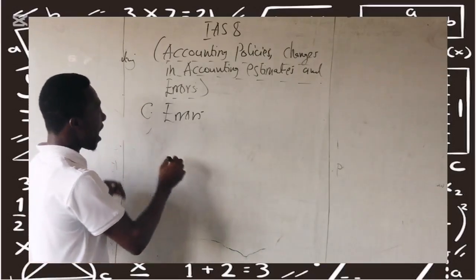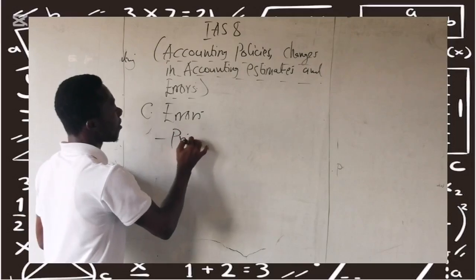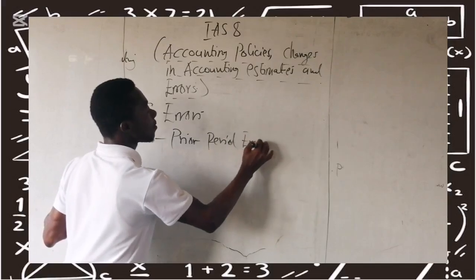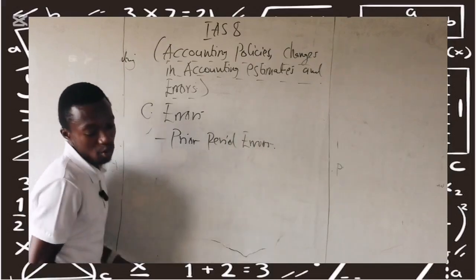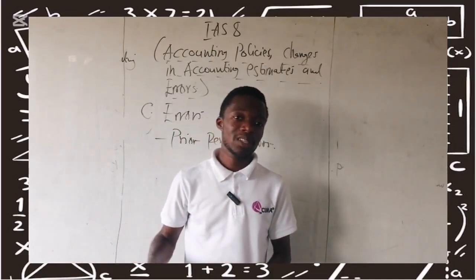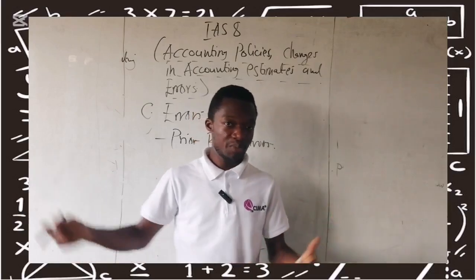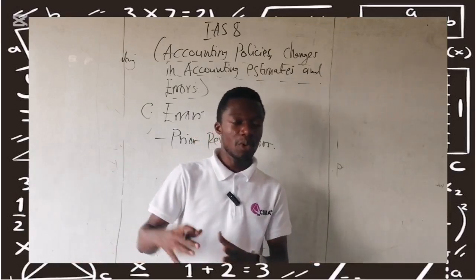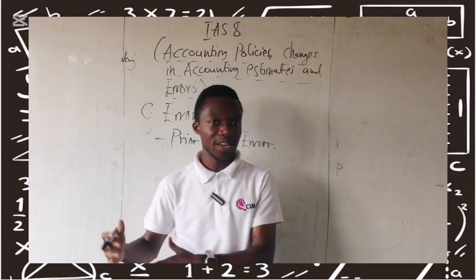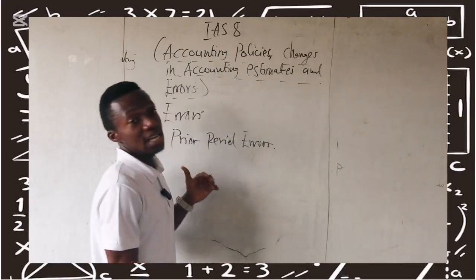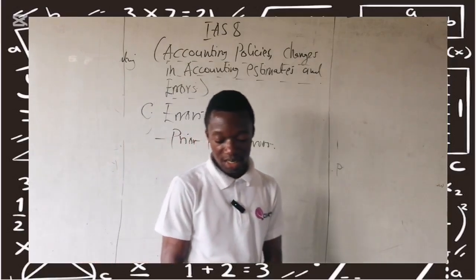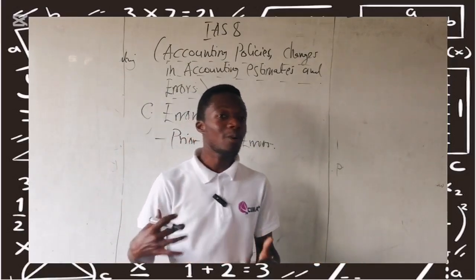But one of the errors that are very common is what we call prior period errors. So what are prior period errors? We are saying that these are errors which are committed in one or more previous periods, which must be corrected by applying what we call a retrospective effect, so that it will take effect in a previous financial statement and then that of the current financial statement.